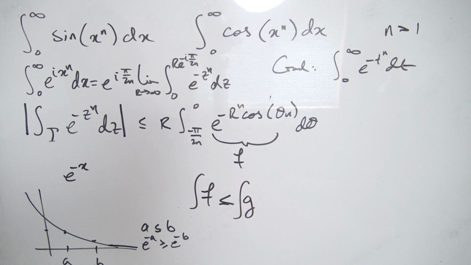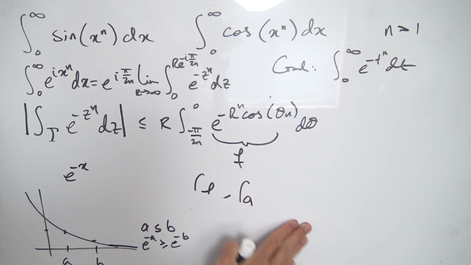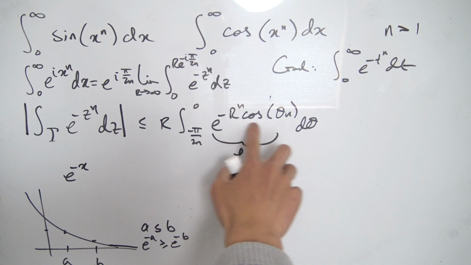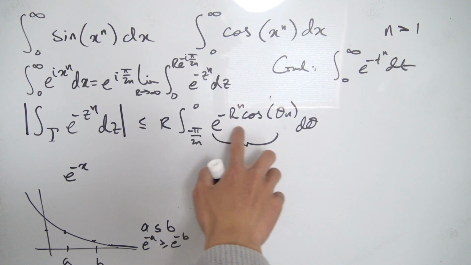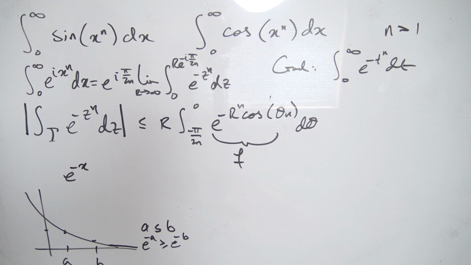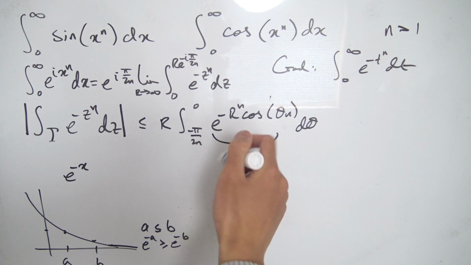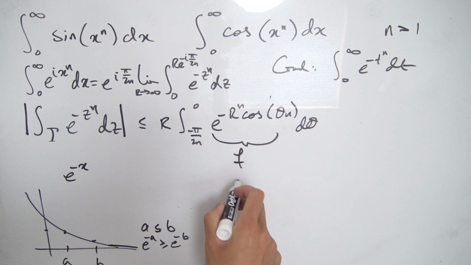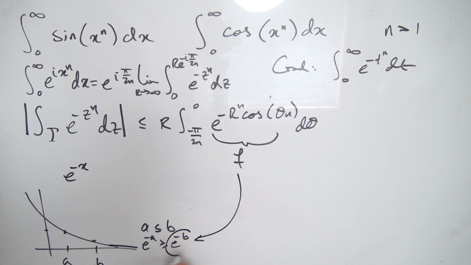And we want to find this upper bound. And how can we do that? Well, notice we have e to the minus something, and we want this e to the minus something to be less than or equal to something else. In particular, if we let this current function f be equal to some e to the minus b, then all we have to do is find some e to the minus a that's greater than or equal to e to the minus b. And for this to happen, our a has to be less than or equal to b.